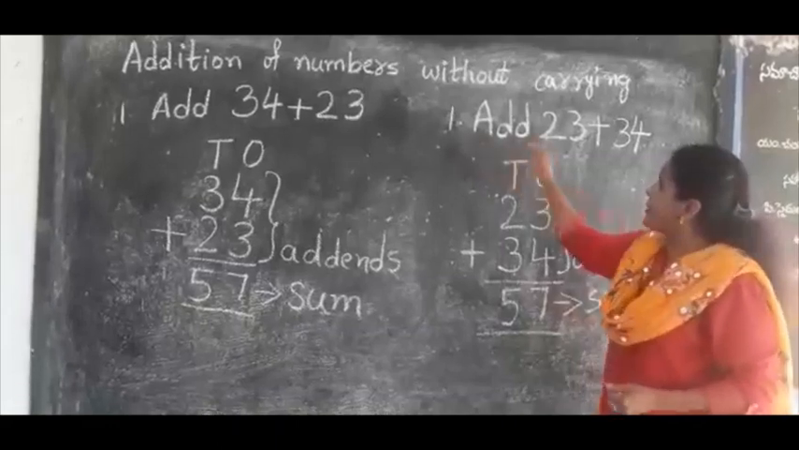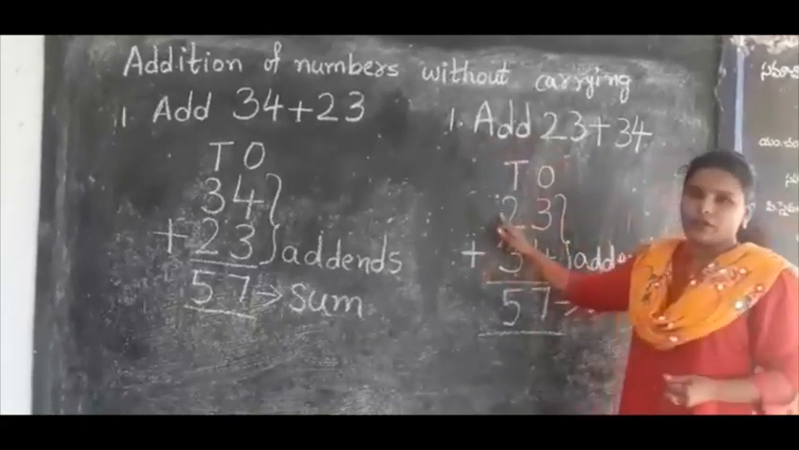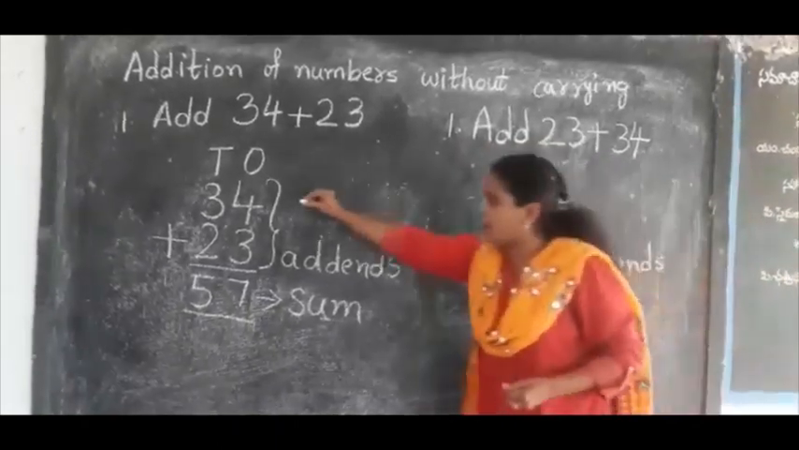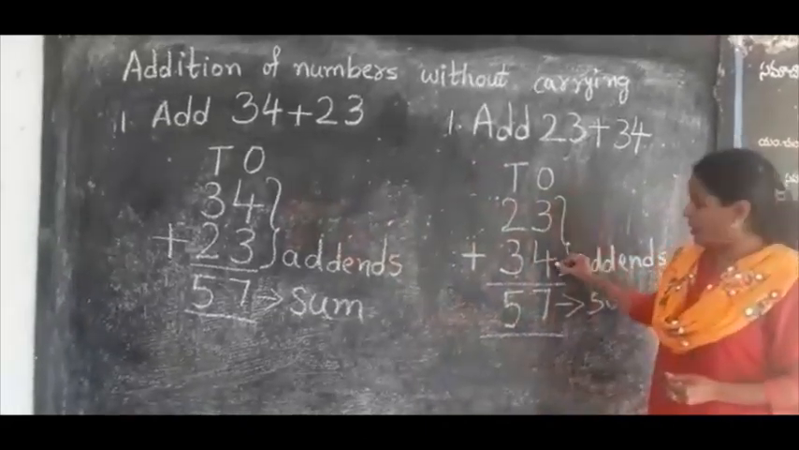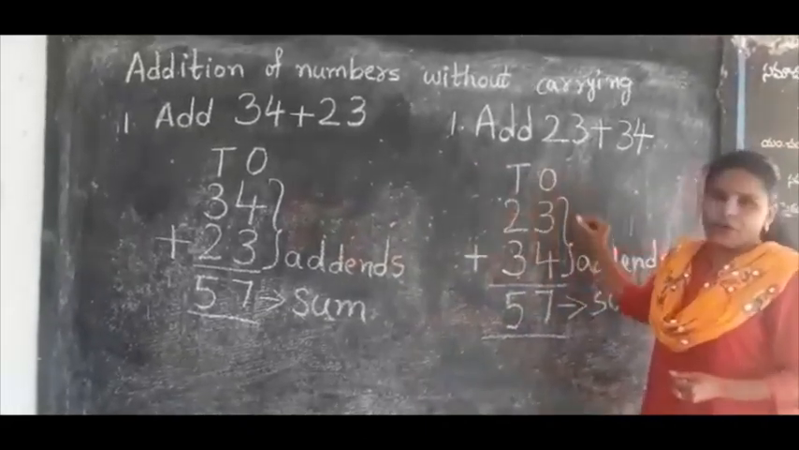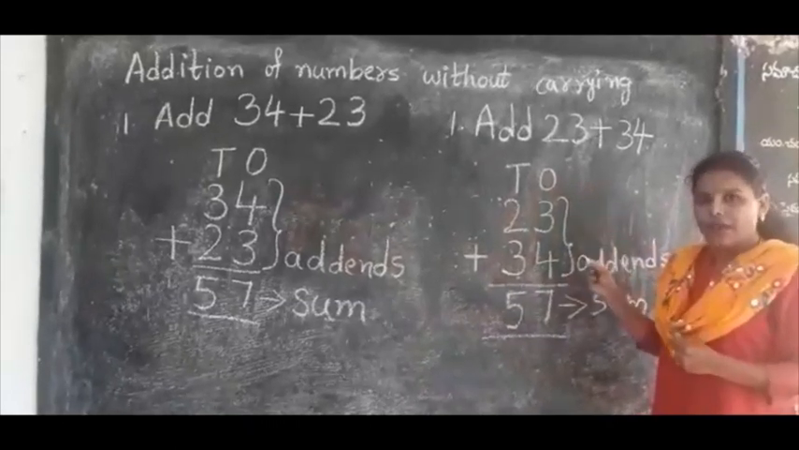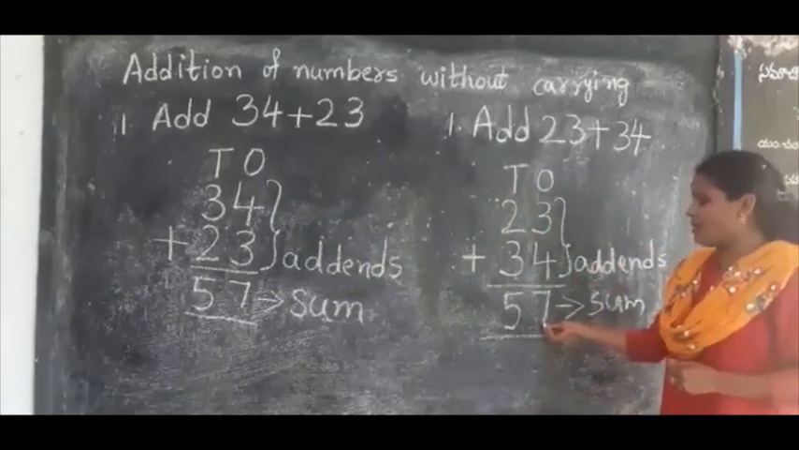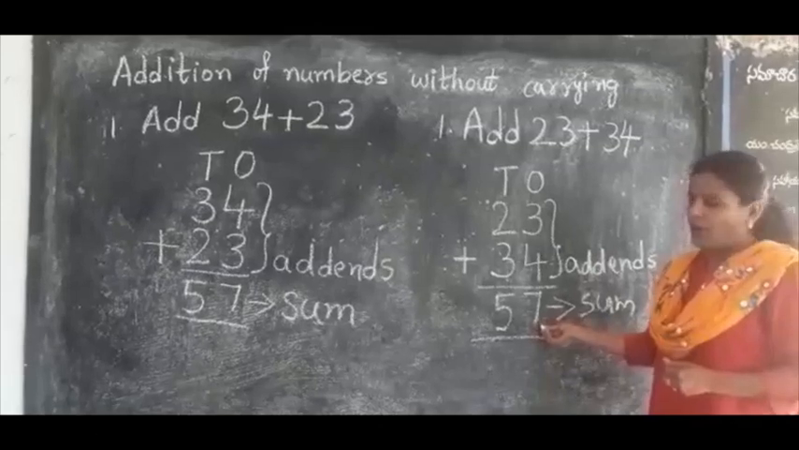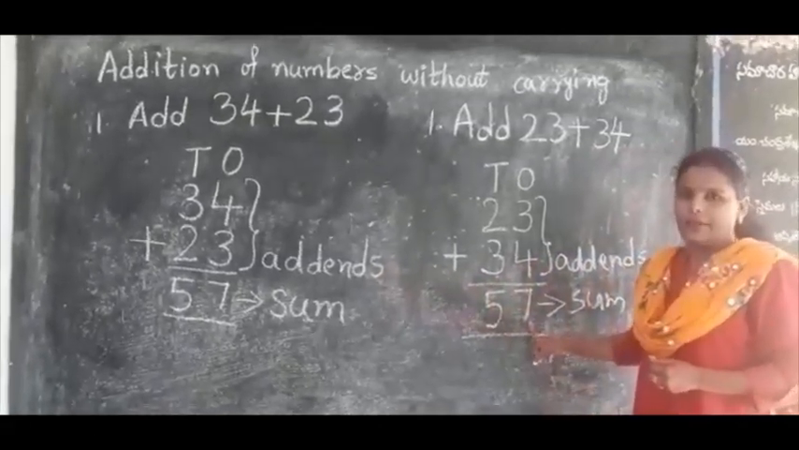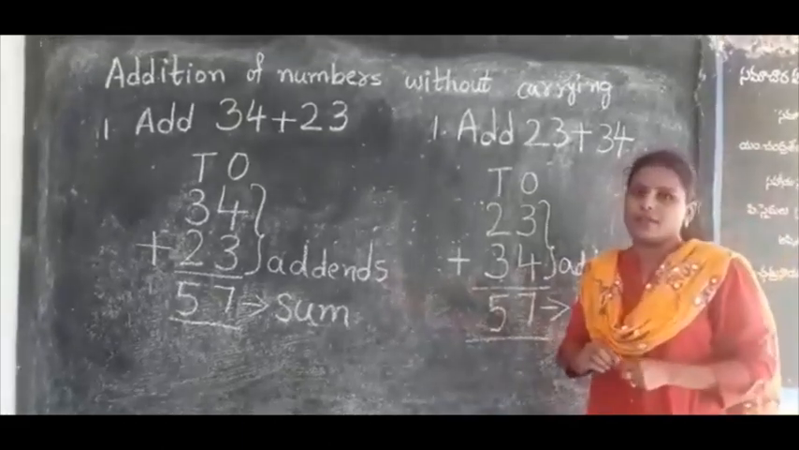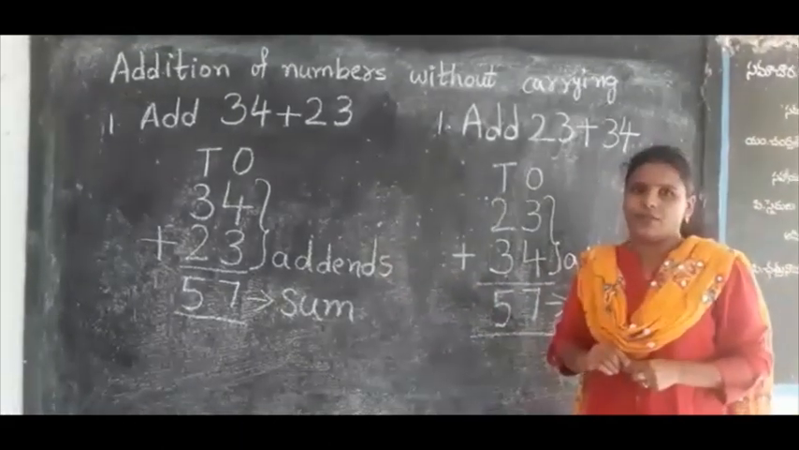So we are taking the same numbers, but we are reversing the order of the addends. First we have taken here 34 and 23. Now here we are taking first 23, then 34. So we are changing the order of the addends. Even if the order of the addends changes, the sum does not change. Does the sum change here? No. Here also 57 and here also 57. Both the sums are same. So even if the order of the addends changes, the sum does not change.